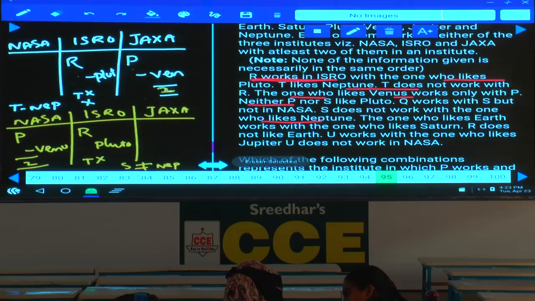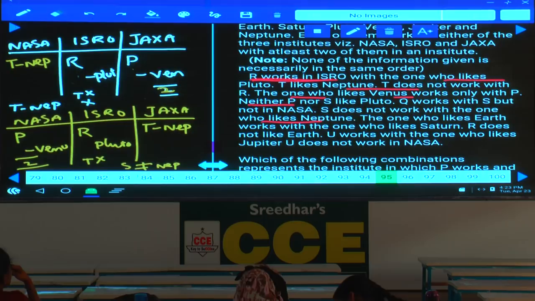Follow? Now coming to the second case. In this one, T cannot be at this place because there must be only two people in this one. Hence, T cannot be NASA, T cannot be ISRO. Hence, T must be in JAXA. And T is the one who likes Neptune.